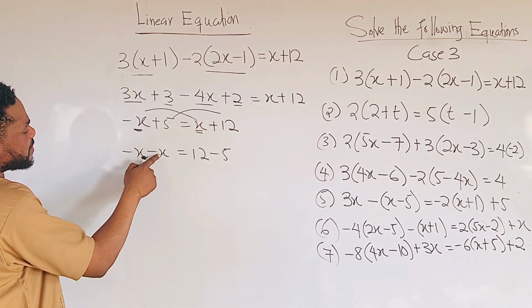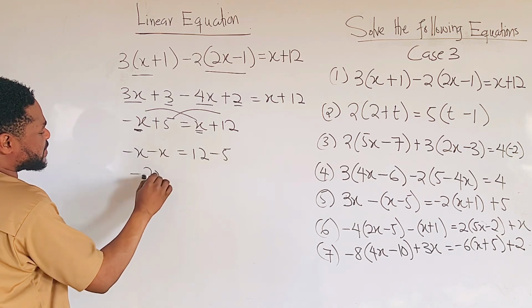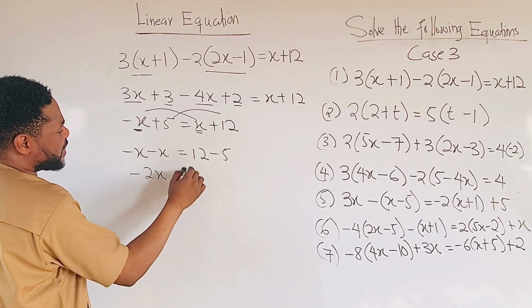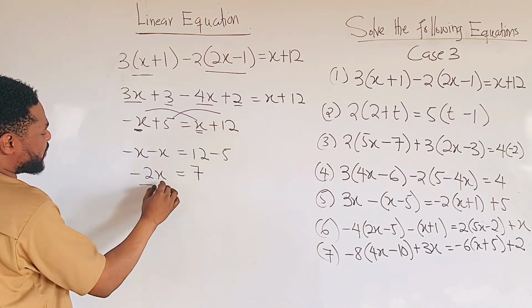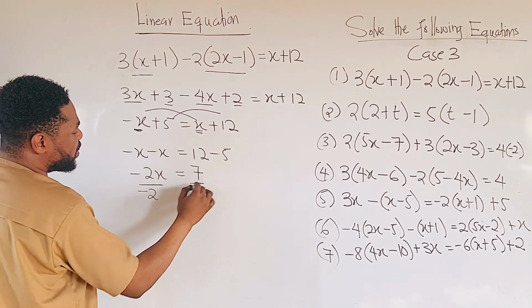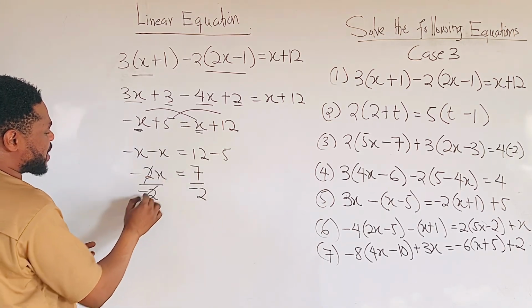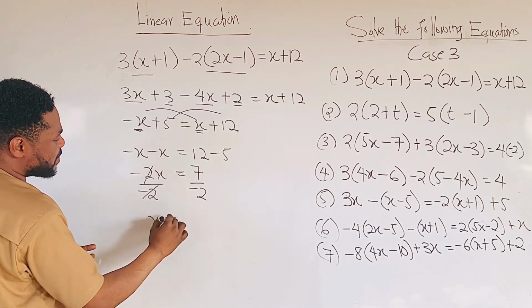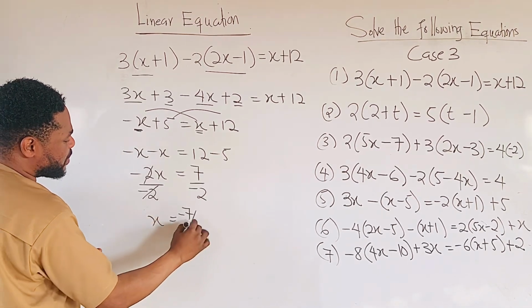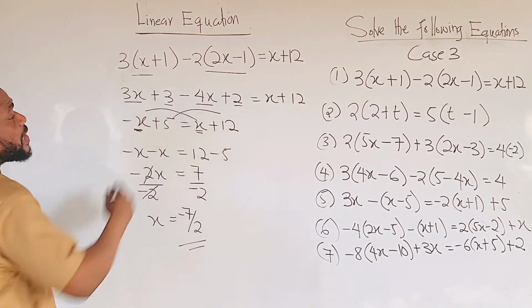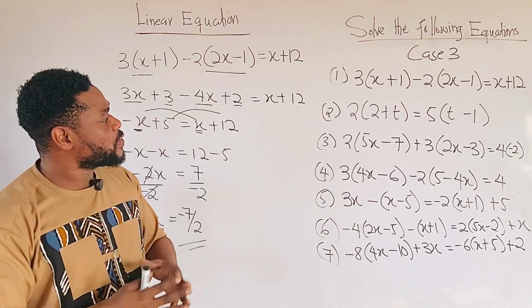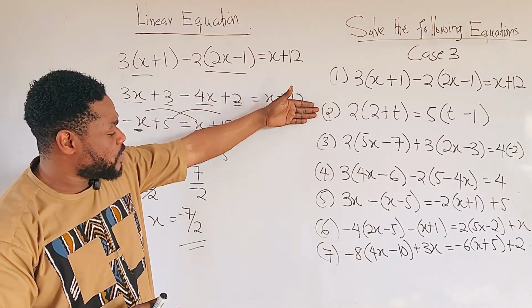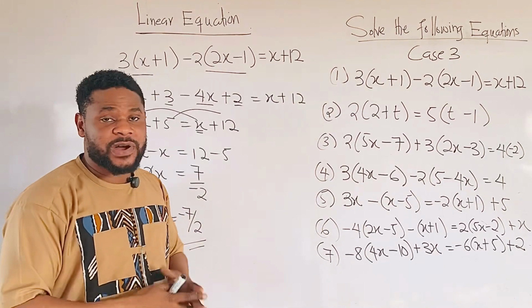And -x minus x will give us -2x. And 12 minus 5 will give us 7. Now we divide here by -2, here by -2. This will cancel this. Our x is going to be -7/2. So this is how we can find x in this equation. Use the same approach to answer question number 2 up to number 7 and leave your answer in the comment section.